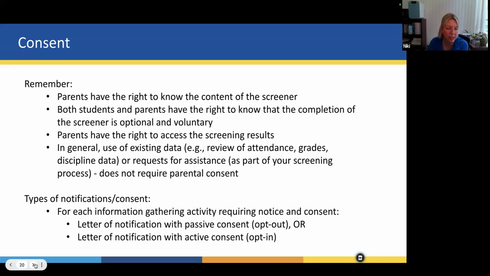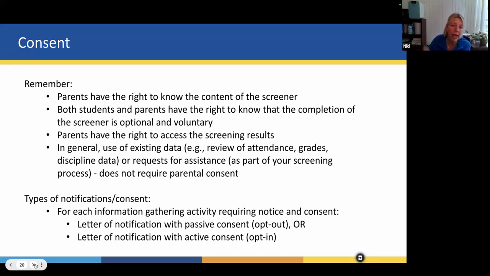There are 2 types of consent that you'll run into. One is passive consent or opt out, and the other is active consent or opt in. Passive consent simply means you're going to get a letter or information that says these are the screeners we're using, these are the types of questions on the screener. If you don't want your child to participate, sign this letter and send it back in. With regards to universal screening, this is what you're going to see most frequently being used.